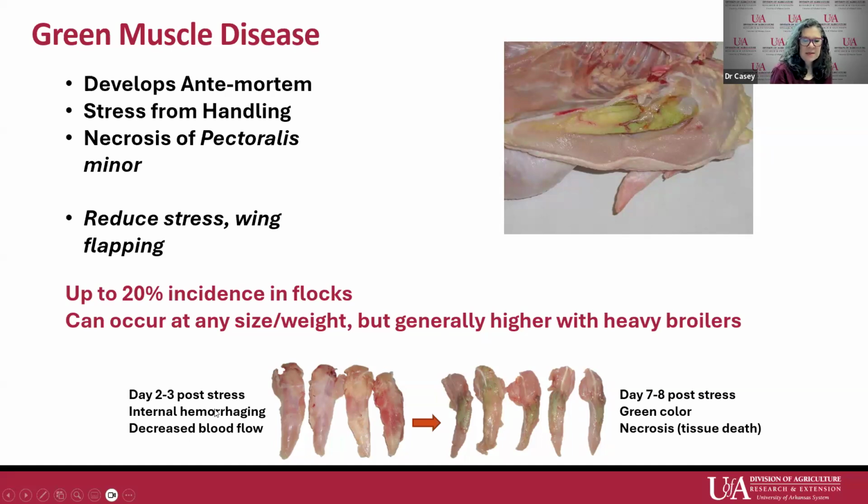In terms of incidence, and I'll base this in the U.S., we see up to 20% incidence in flocks. It can occur at any size or weight, but will tend to be more frequent at those higher weights. If we can reduce the stress, especially wing flapping, that can help manage this issue a little bit better.